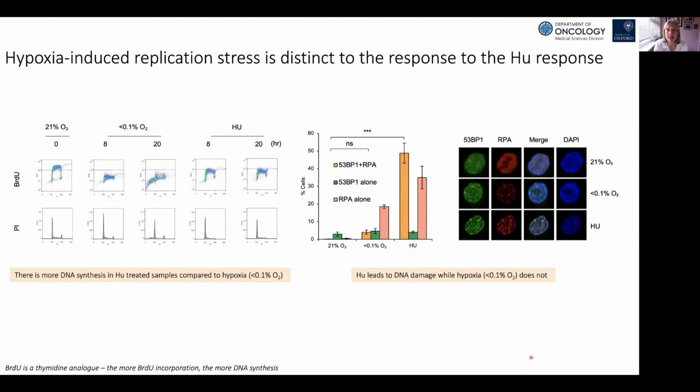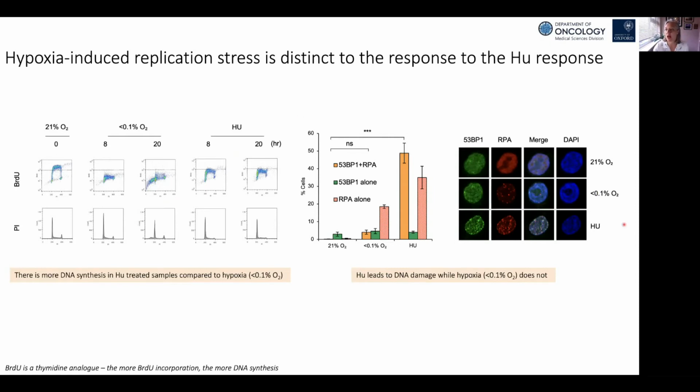The two places we chose to focus were the cell cycle and the presence of DNA damage. So just briefly, this is a FACS analysis where we're looking at BrdU incorporation and PI. If you compare the hypoxic samples shown here with the hydroxyurea samples shown here, you can see there's a difference. We can see that DNA synthesis is reduced in both cases, but there is more synthesis with the HU than in the hypoxic conditions.